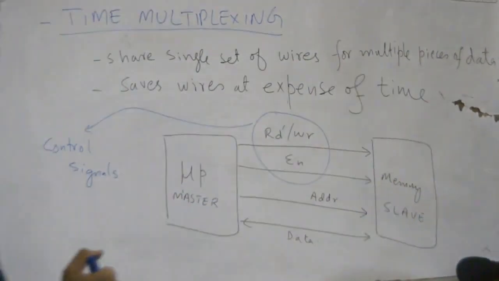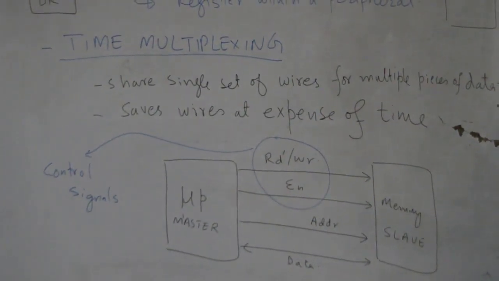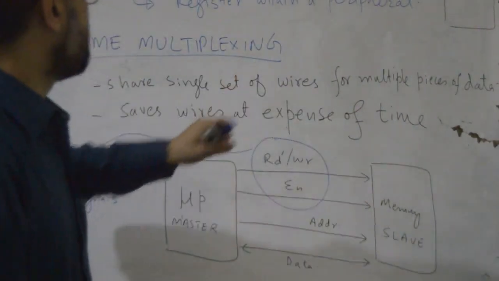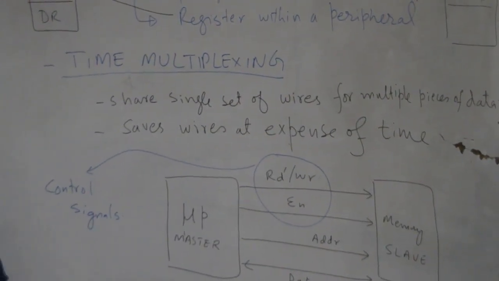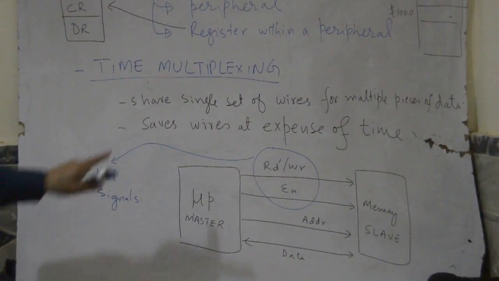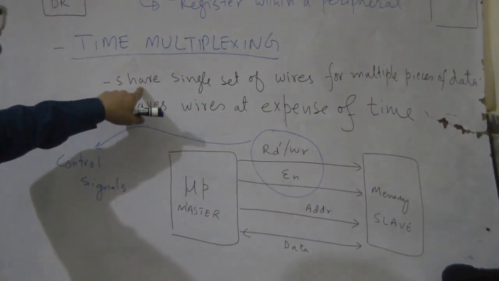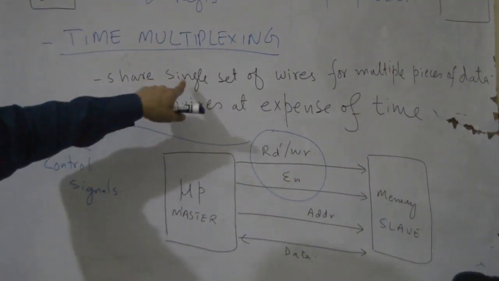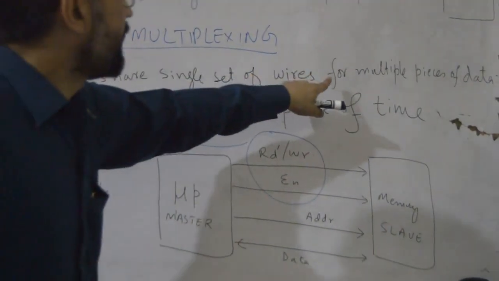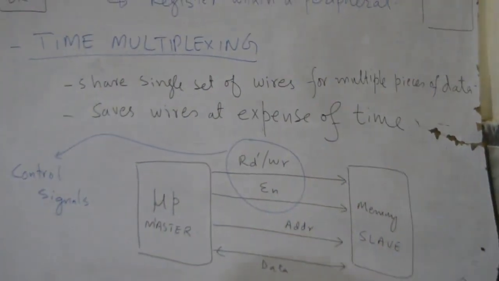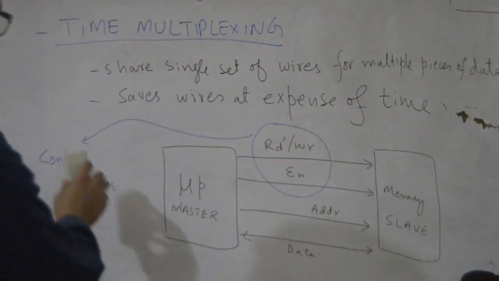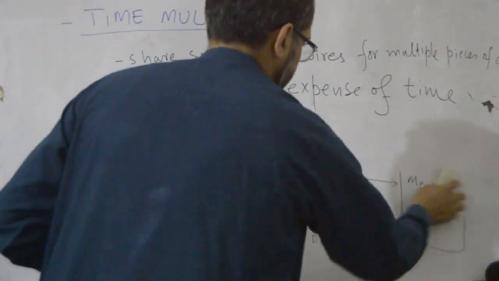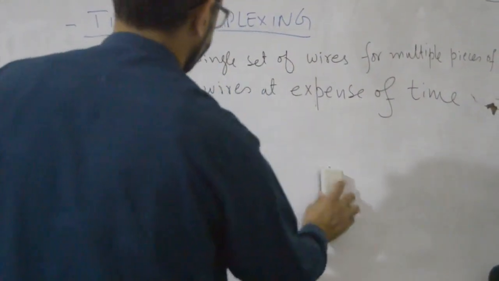Now we will study time multiplexing. So what is time multiplexing? In time multiplexing, we share a single set of wires for multiple pieces of data, and it saves wires at the expense of time. I'll explain this with an example.